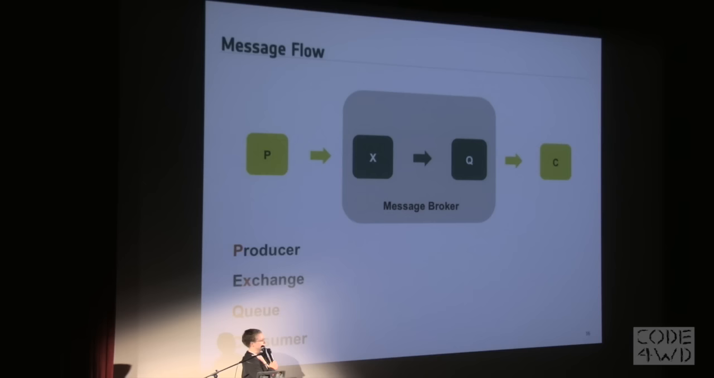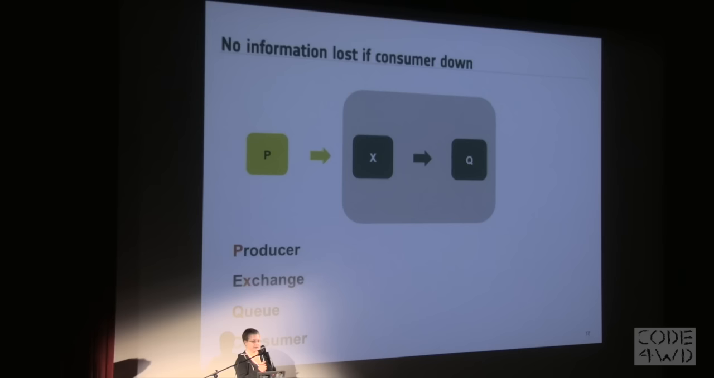Now, in practice, the world is a bit more complicated. You probably have several message producers publishing messages into multiple exchanges, which have bindings to multiple queues. And even a queue can be consumed by multiple message consumers. So this is a very simplified picture, but I hope it's giving you some idea about the message flow. If the consumer application is temporarily down, the messages are going to stay in the queue, and when the consumer is back, it can continue to consume those messages. So no information is getting lost during a temporary consumer downtime.